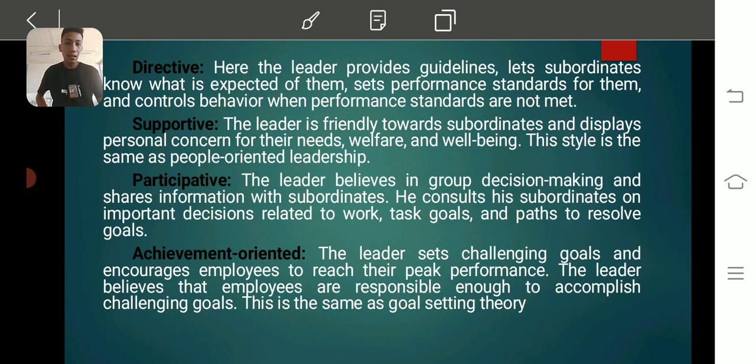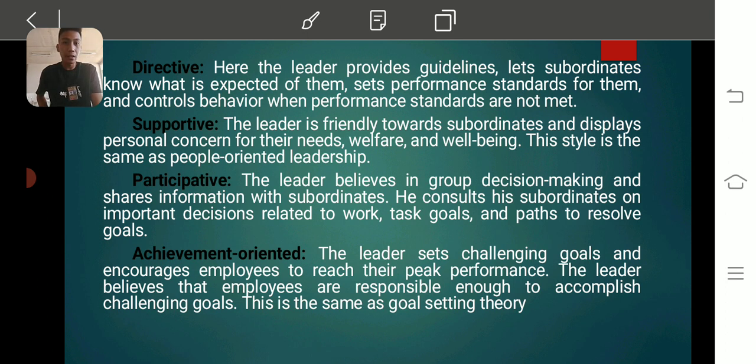Directive. Here the leader provides guidelines, lets subordinates know what is expected of them, sets performance standards for them, and controls behavior when performance standards are not met.